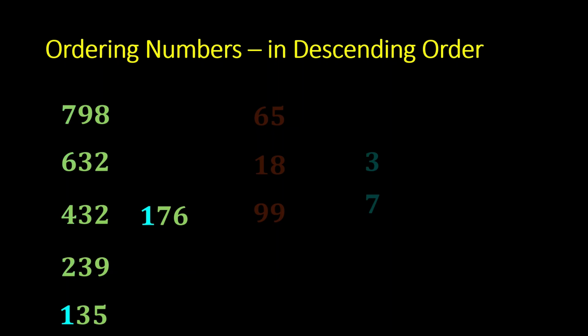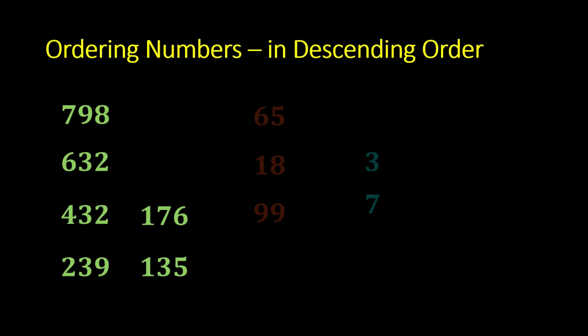And then we have two 3-digit numbers with the leading digit 1. Since the number is the same, we need to consider now the first two leading digits. So we have 17 and 13. We need to put the largest of these first. And of course, 17 comes before 13. So we have 176 followed by 135.